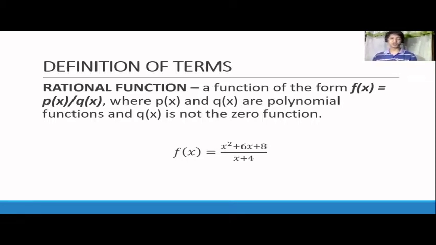A rational function is determined by p of x and q of x, where p of x and q of x are polynomials. For example, here we have a polynomial x squared plus 6x plus 8, and then we have a polynomial x plus 4. A given function is not a rational function when the q of x, meaning the denominator, is equal to 0. Because when you divide a number by 0, that will give you undefined, or an extraneous function or equation.